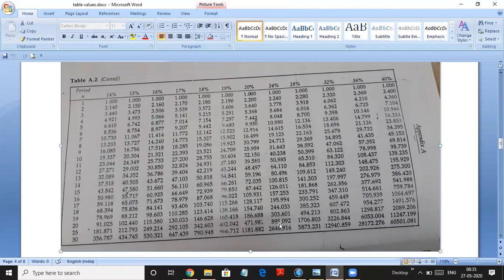So here is 25 years and 24%. This is the table value that you will be seeing, that is 898.092. If you multiply, you get 2 crore 24 lakh 52,300. So if you keep 25,000 every year for 25 years and the interest that you're getting is 24%, at the end of 25 years you will get 2 crore 24 lakh 52,300. So this is how you have to see the annuity table.